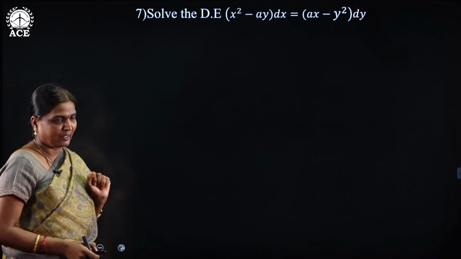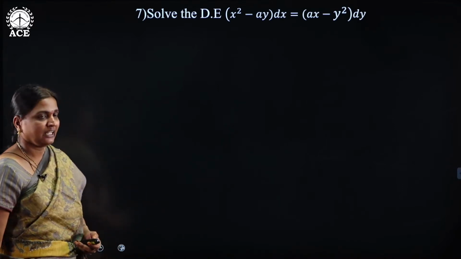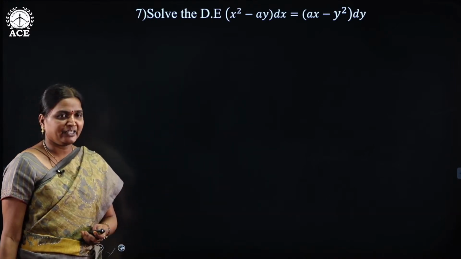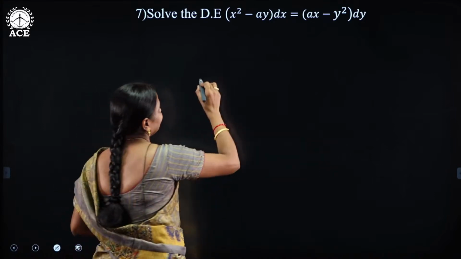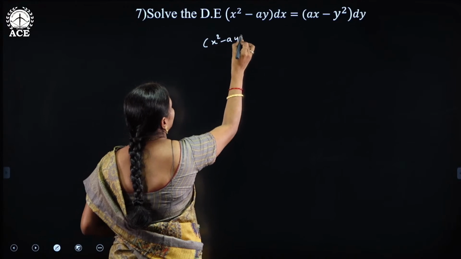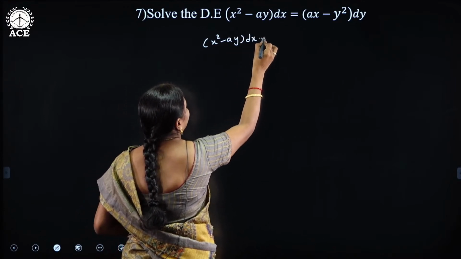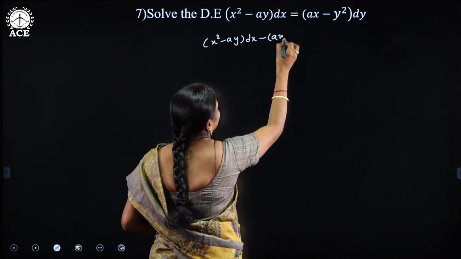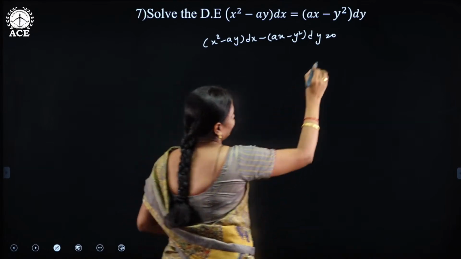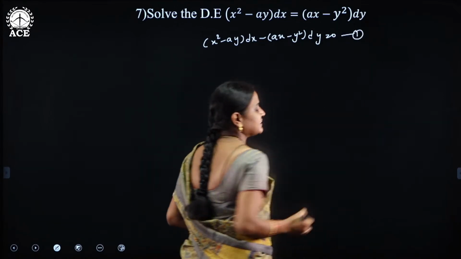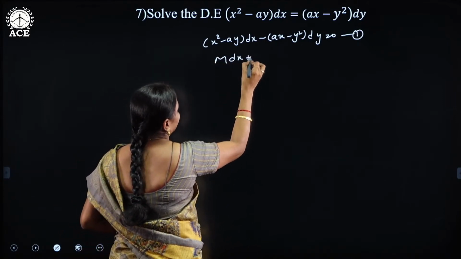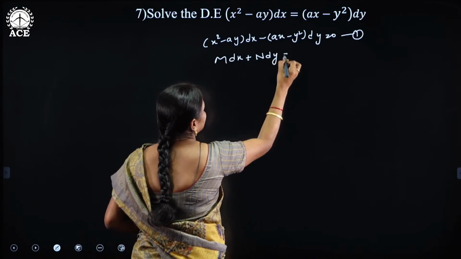Oh sorry, we have one more question. So solve the differential equation: (x square minus ay) dx is equal to (ax minus y square) dy. So first write the given equation into the standard form. How to write? Rewrite the given equation. (x square minus ay) dx minus (ax minus y square) dy is equal to 0. So let us consider this as equation 1, and this equation 1 is of the form M dx plus N dy is equal to 0.